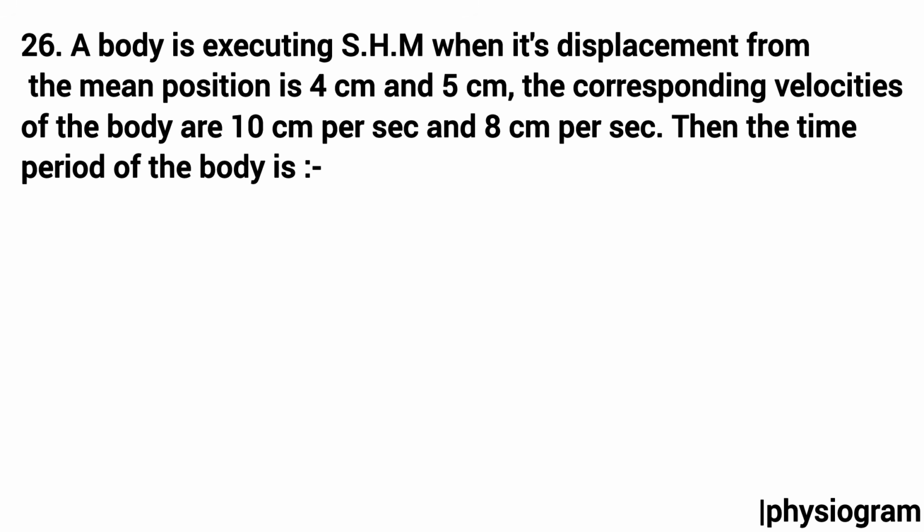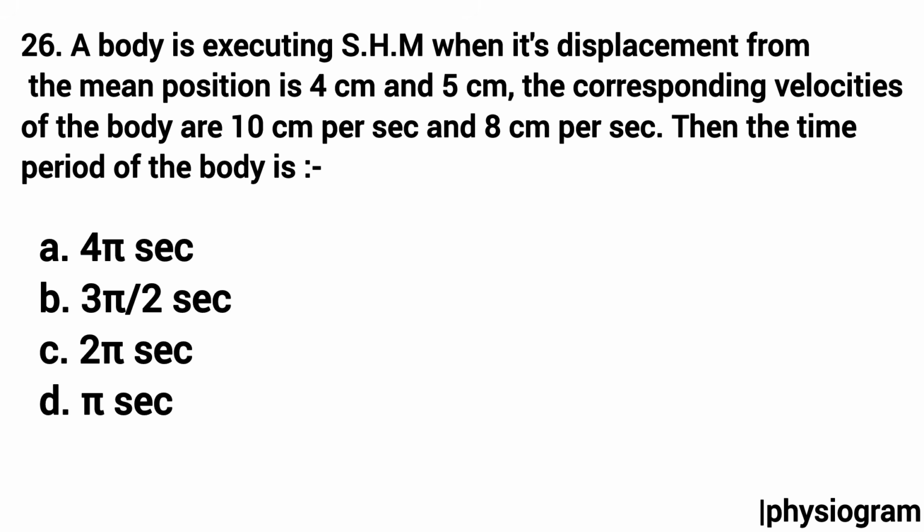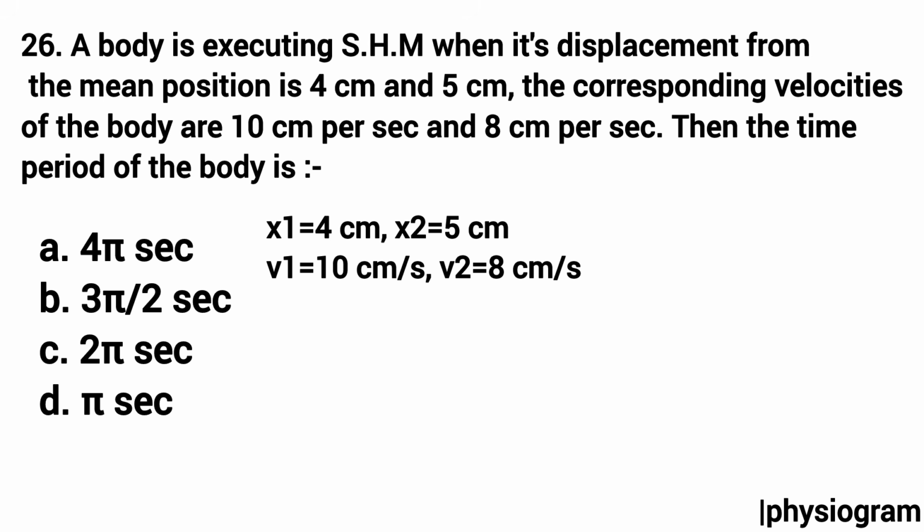Next, question number 36: a body is executing SHM when its displacement from the mean position is 4 cm and 5 cm. The corresponding velocities of the body are 10 cm per second and 8 cm per second. Then the time period of the body is: option A, 4π second; B, 3π by 2 second; C, 2π second; and D, π second. Here p is pi. So the displacements x1 and x2 are 4 cm and 5 cm.